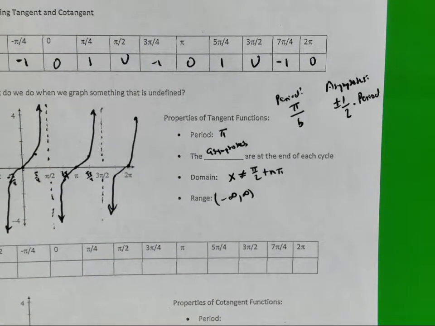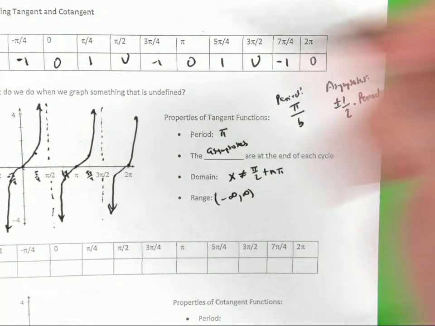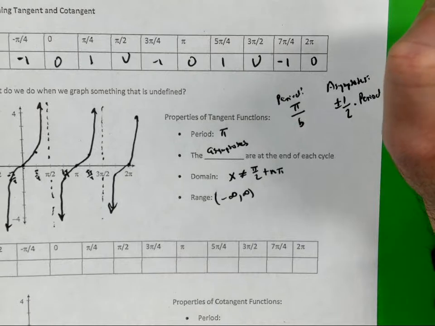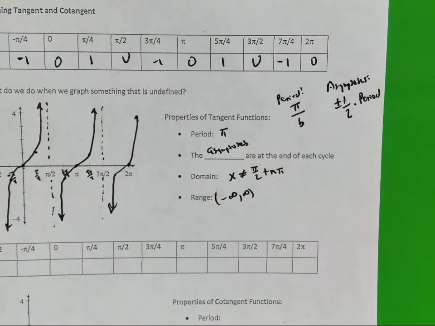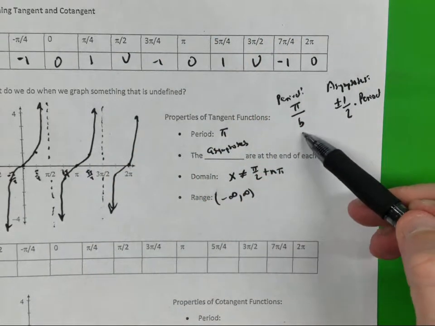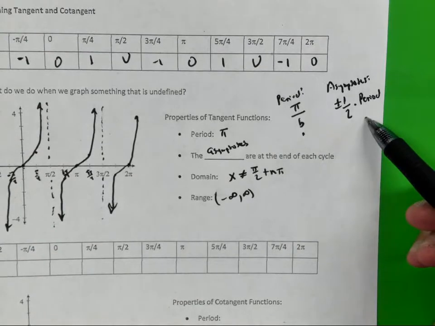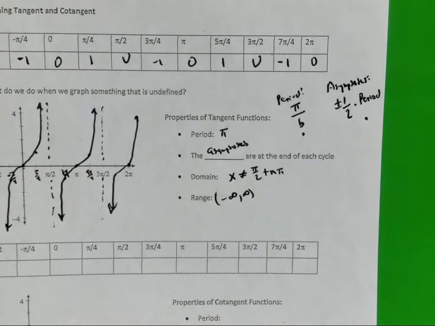So key things you need to take out of this. The shape of the graph. See how it goes like that? You need to know that. Does it go through the origin? Yes, for tangent. Now, okay, I'm going to get that in a minute. Period formula, pi over what? Asymptotes, plus or minus 1/2 times the period. Okay, that's the things you need to know. And that's going to make sense when we get down here in just a minute.